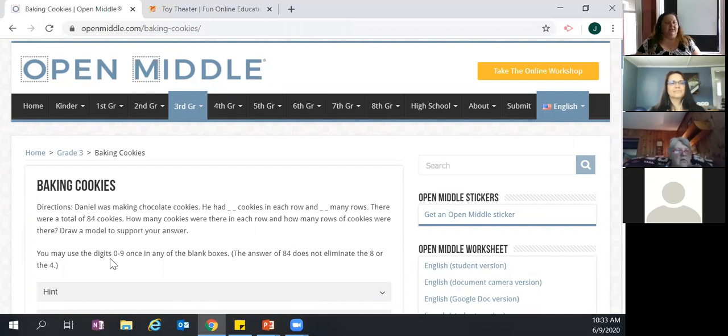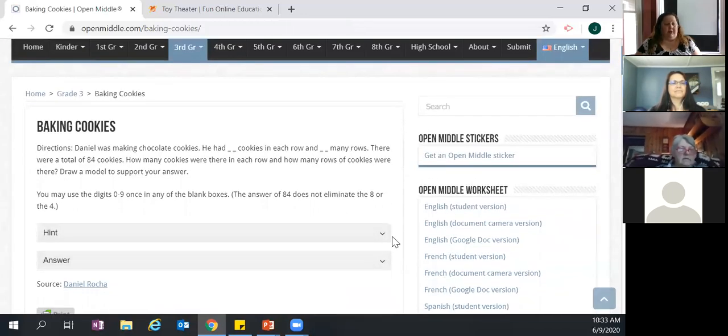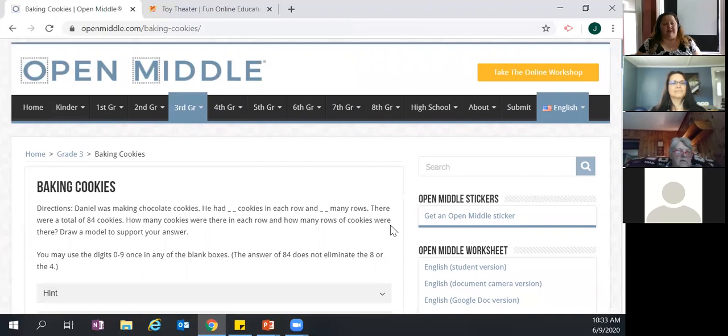So students are using the digits 0 through 9. In this case, that 0 might be really helpful because they may want to make a single digit number. So using the 0 in the tens place would allow them a value that's in the single digits. And then it gives a kind of hint here that the answer of 84 does not eliminate the 8 or 4, so they might be able to use those. They can have a hint, or you might have a hint to help them, and then there are some answer solutions there for you. You'd want to check your students' responses to make sure that they're accurate, because sometimes not all solutions will be given.